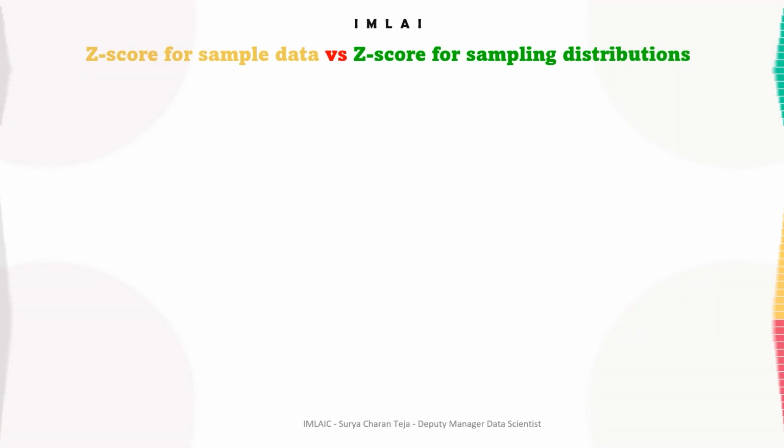To understand the difference between those two formulas, first you should understand what a sample distribution is and what a sampling distribution is. So we are going to address this first, then we will get into the z-score for sample data and the z-score for sampling distribution.